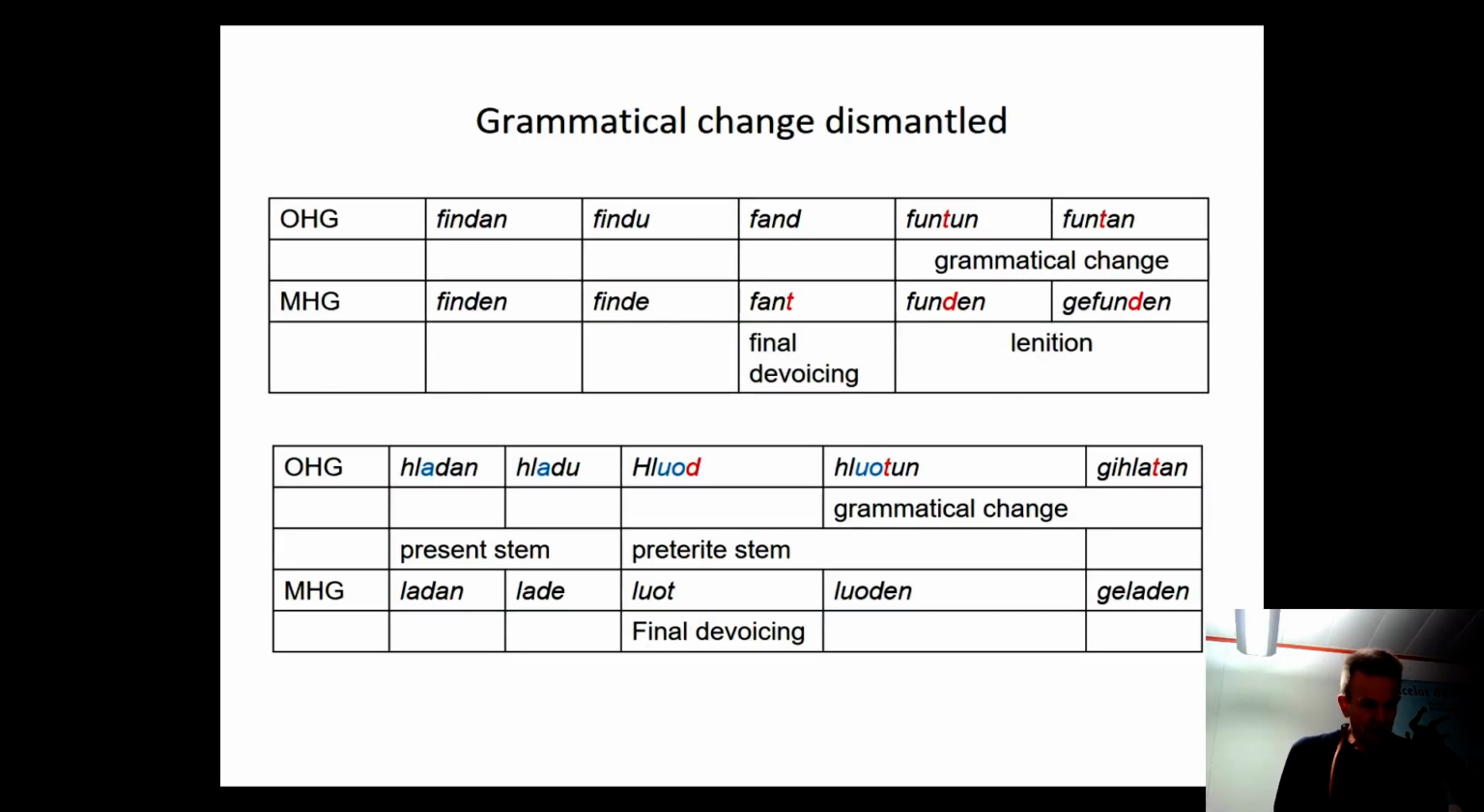Ablaut series, which coincidentally formed tense stems in the pre-Middle High German period, i.e. identical root vowels in the present and past tense, tend to reduce the effect of grammatischer Wechsel in Middle High German. Only verbs of the Ablaut series 6 and 7 are affected. Old High German hladan, hladu, hluot, hluotun, gihlatan, with a regular alternation of d, t, develops into Middle High German laden, lade, luot, luoden, geladen.